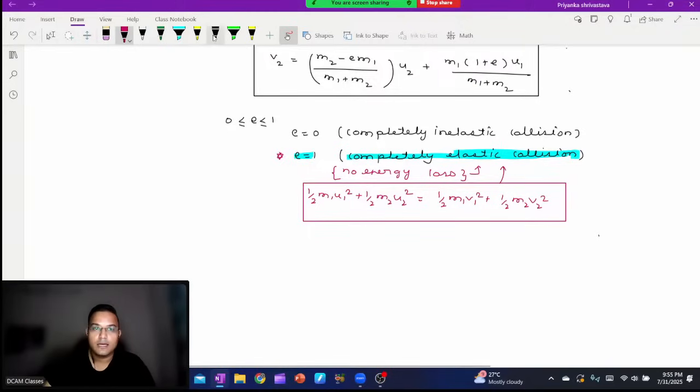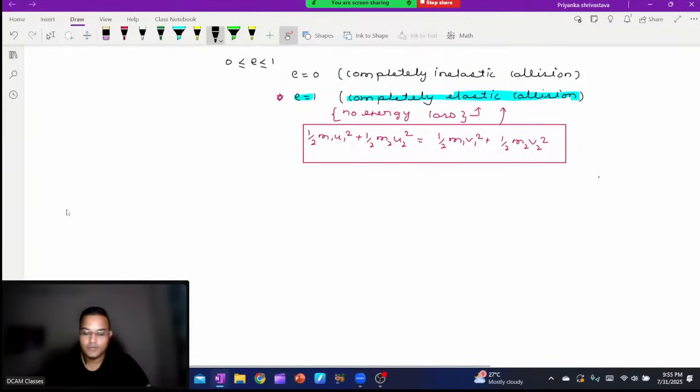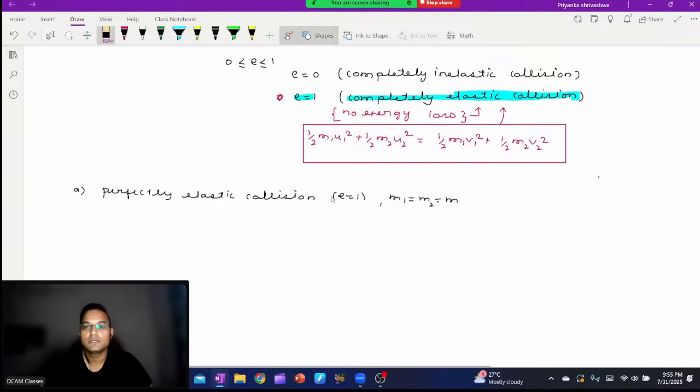Now, I'm giving you two conditions which are actually very important cases. One is perfectly elastic collision, where E is equal to 1, you already know. Here I have given m1 is equal to m2 is equal to m. The condition is there are two balls or two bodies whose masses are the same, and they have done completely elastic collision. I don't know why this shape changes.